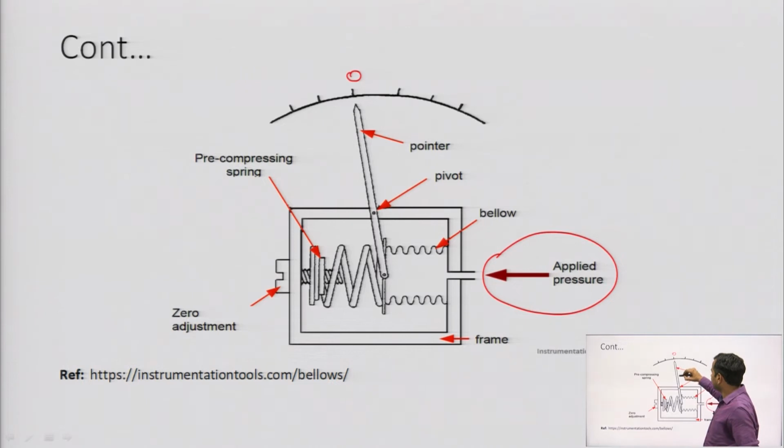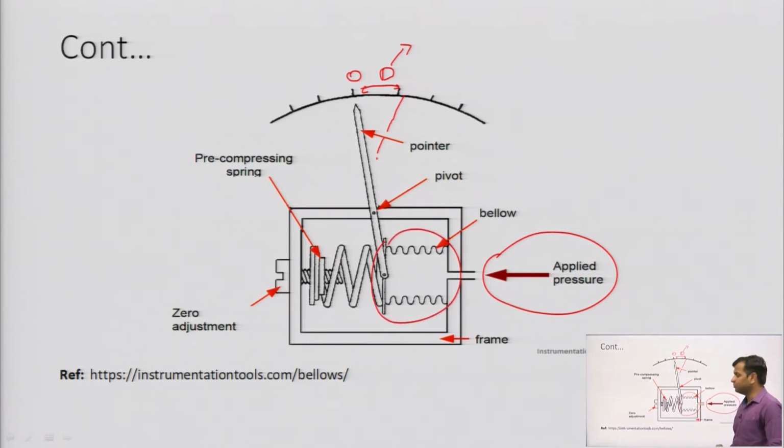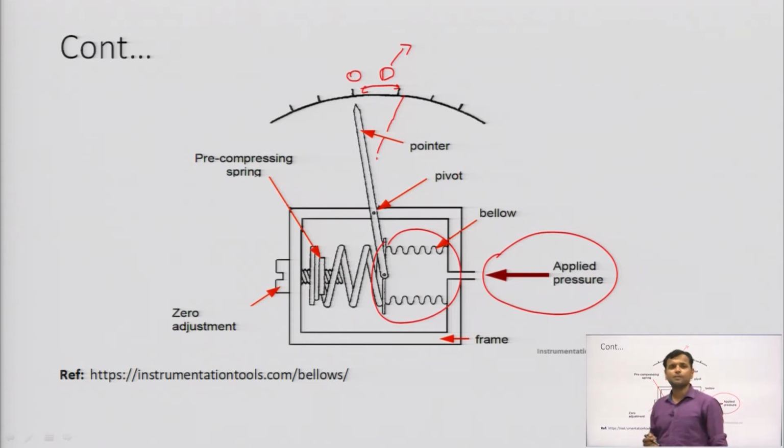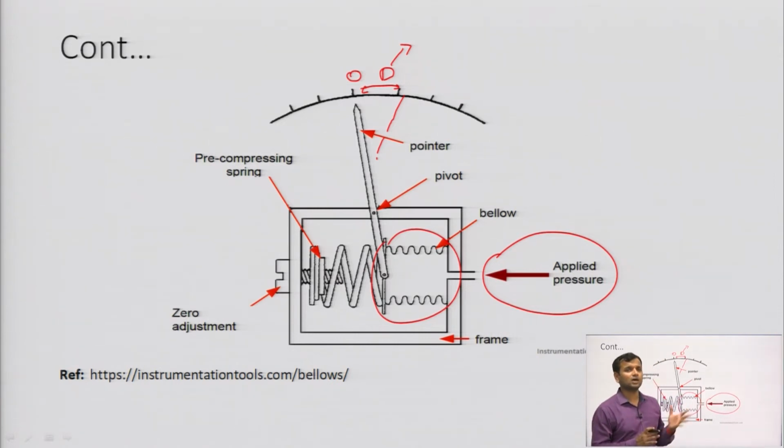obviously when it causes the displacement, the pointer gets deflected from its null position and we are having some value of displacement. So, the applied pressure can be measured directly in terms of displacement, okay, with the help of bellows arrangement. So, that is practically how we can use the bellows in our measurement and how we can convert the pressure into the displacement with the help of bellows.